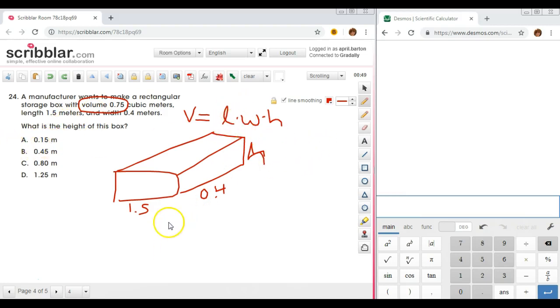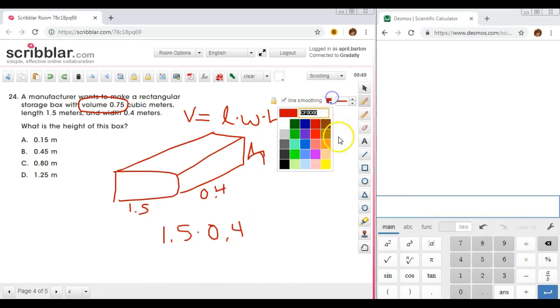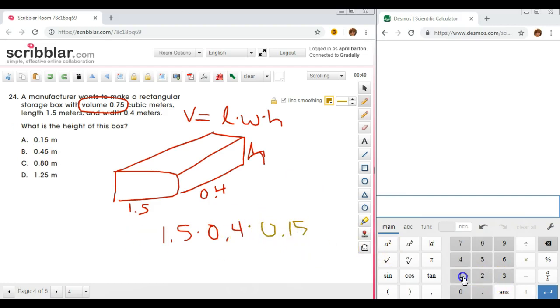So length is always 1.5, width is always 0.4, but our height is going to keep changing as we try our different answers. So answer choice A is 0.15. We're going to multiply these together. 1.5 multiplied by 0.4 multiplied by 0.15 gives us 0.09. Not the volume we wanted. So answer choice A did not work.